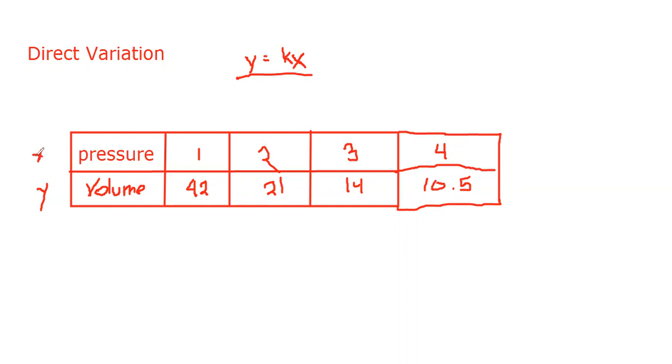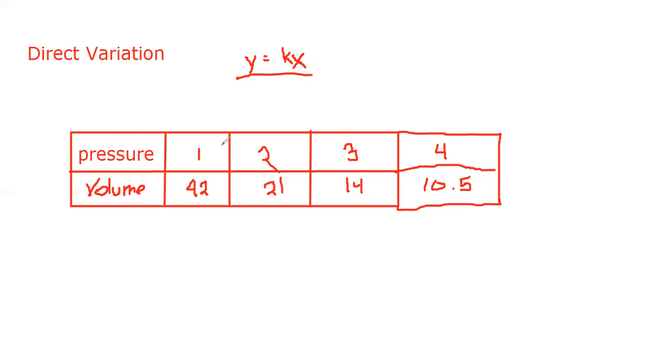Kasi meron tayo ditong value ng x and y. For example, we have the pressure here 1, 2, 3, and 4, diba? And we have the volume of 42, 21, 14, and 10.5. Malalaman ba natin na this is a direct variation or not?